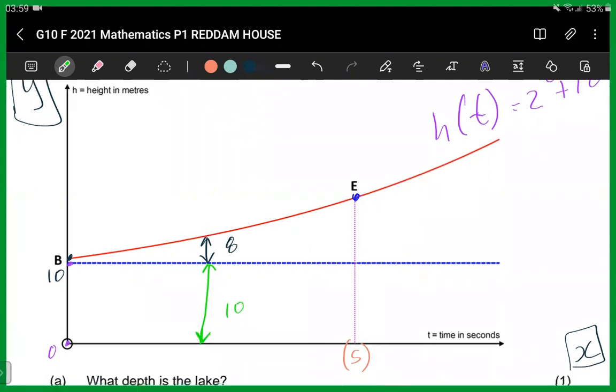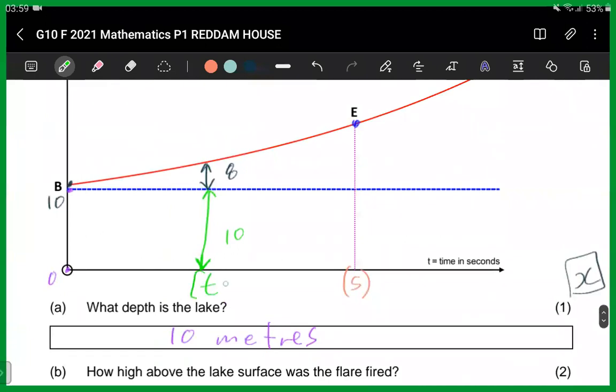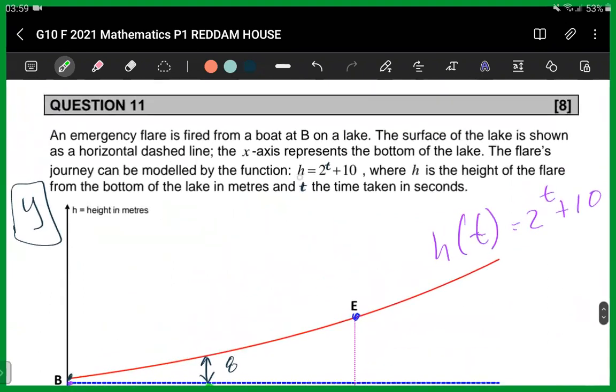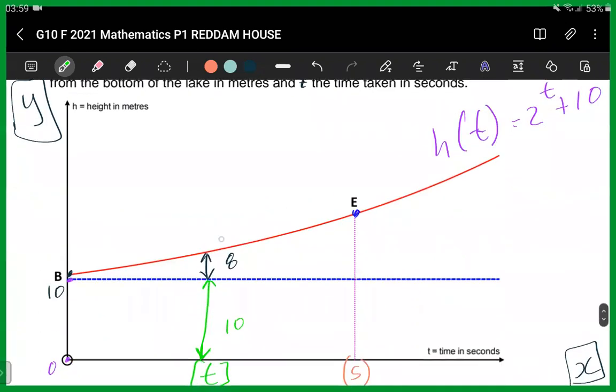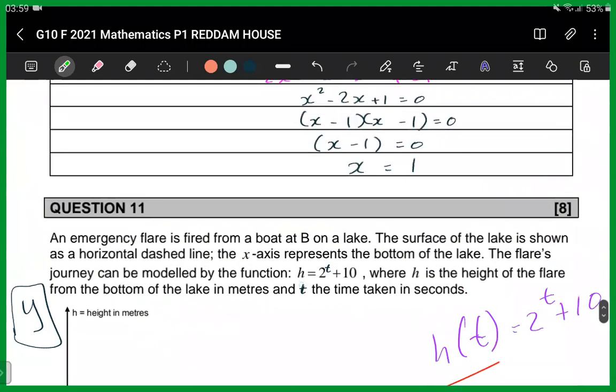So if you want to find out the time where it is 8 meters above the lake, you have to put a distance of 18 in your formula, because your formula here for h takes the distance from the bottom. So you know that if this is 8, the distance from the bottom will be 18. So that's what you need to put there, and then you need to solve for t.